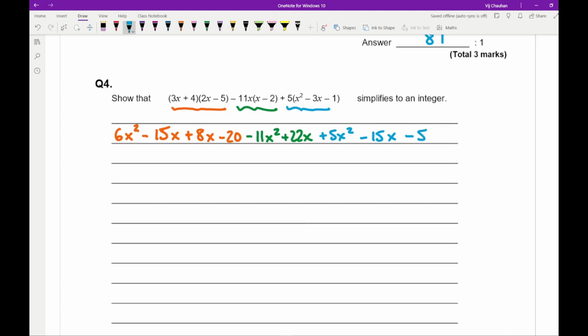minus 5. And then all that's left for us to do is to collect all the like terms together. So here we've got 6x squared minus 11x squared plus 5x squared gives me 0x squared. And then if I look at the x's, I've got minus 15 plus 8 plus 22 minus 15x, which gives me 0x, and then finally minus 20 minus 5 gives me minus 25, leaving me with just minus 25, which is our integer, and there we go.